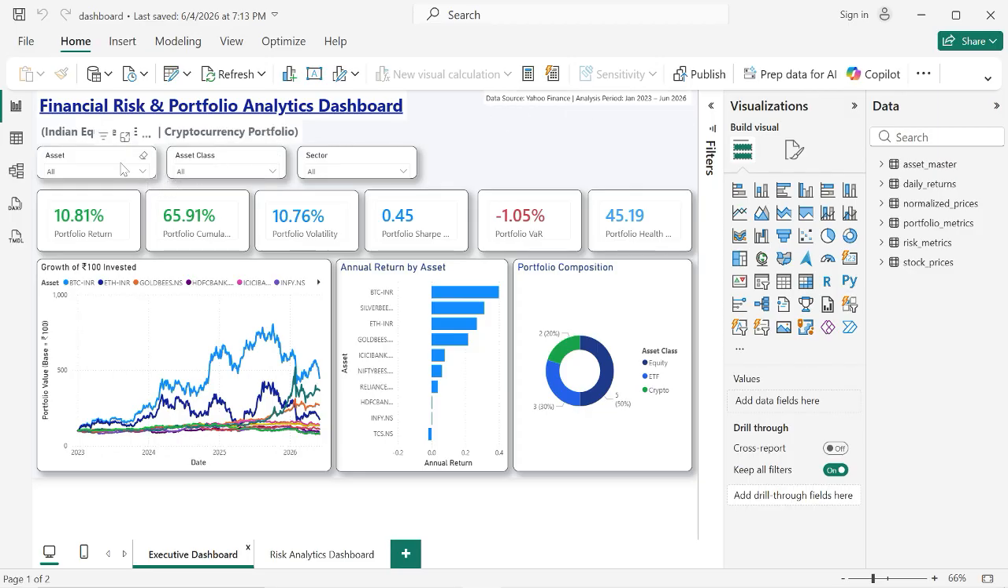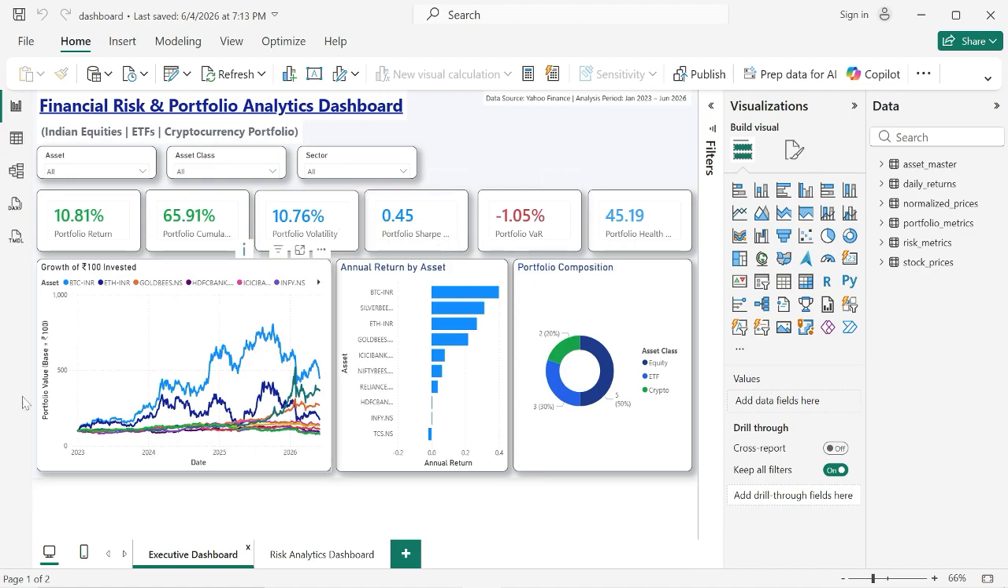Now just below that, there are three slicers. The first one is asset, then there is asset class, and the last one is the sector. For filtering the stocks or the assets according to sector or class, I have added these slicers. Then the 6 KPI cards, which are the 6 metrics, I have added those here.